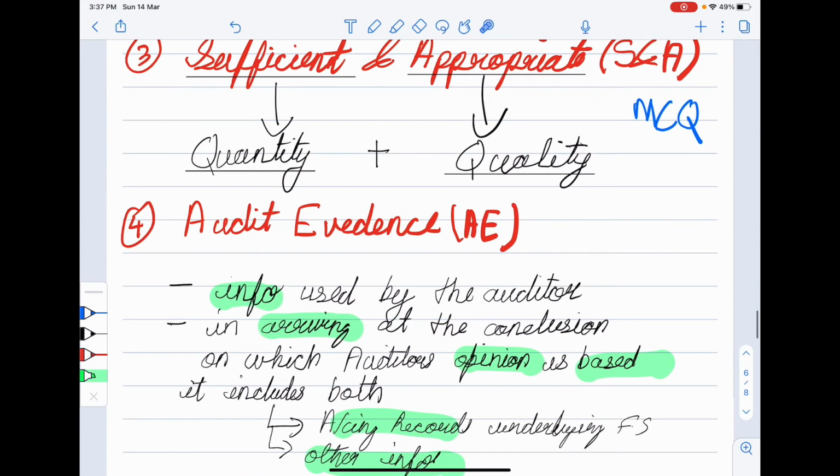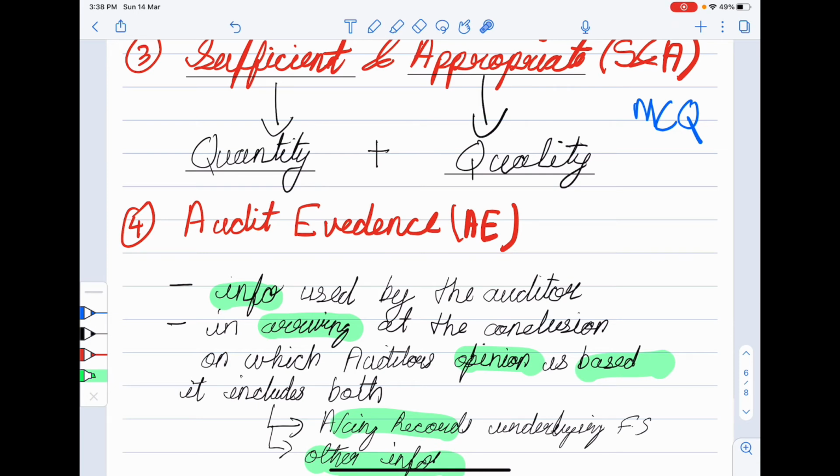Okay. But what is audit evidence? Audit evidence is any information used by the auditor in arriving at a conclusion on which the auditor's opinion is based. So it is any information gained from employees, gained from books of accounts, any information used by the auditor for arriving at the conclusion on which his opinion is based.